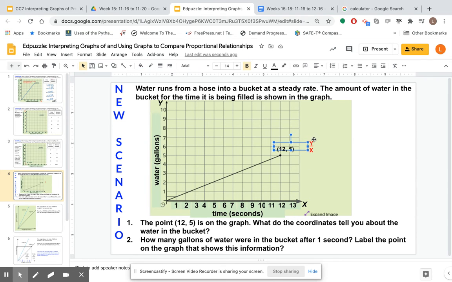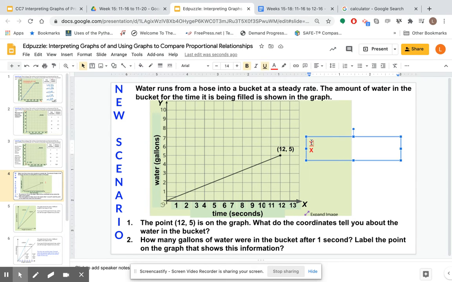the coordinate, okay? Now remember, the way we set that up, you're going to set up your fraction. The Y number goes on top. In this case, it's 5, and the X number goes on the bottom. So I got that wrong, actually. 5 stands for 5 gallons. Okay, so for 5 gallons, it took 12 seconds.